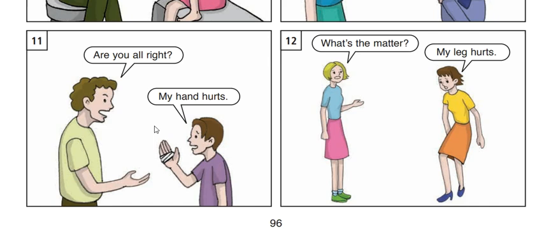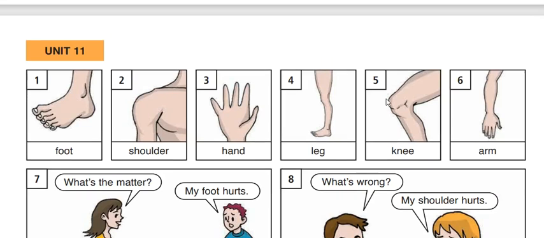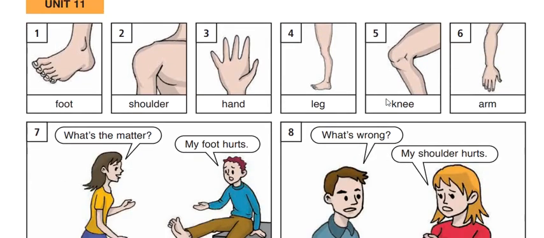Picture 11. Are you alright? My hand hurts. Picture 12. What's the matter? My leg hurts. Let's repeat. It's your turn to repeat.